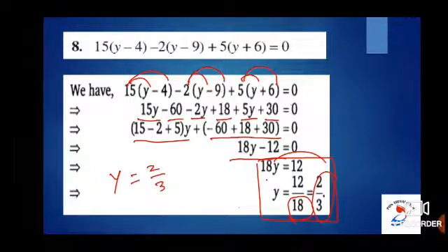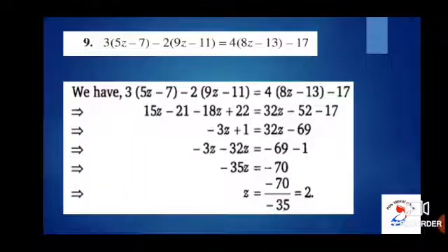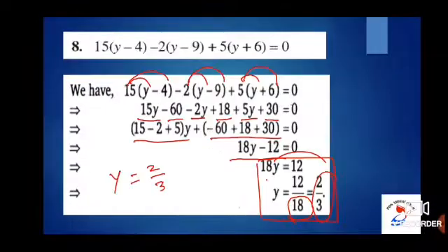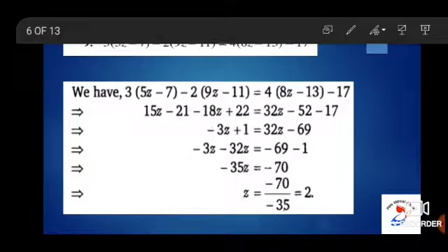This completes this problem. Now we'll move on to the next problem, that is question number 9 of the same exercise, that is 3 into 5z minus 7 minus 2 into 9z minus 11 is equal to 4 into 8z minus 13 minus 17. So we need to multiply the terms 3 inside the bracket. We need to multiply the terms 3 inside the bracket, minus 2 inside the bracket, 4 inside the bracket.